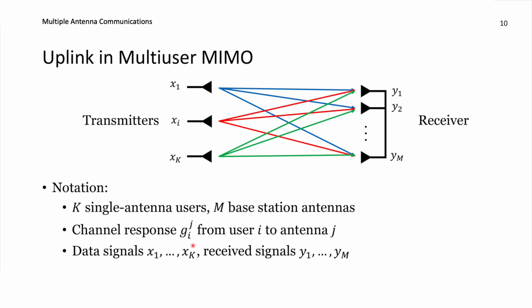The signals transmitted by the K users are called X1 to XK, and the received signals at the base station are Y1 to YM. So we see that the signal from user 1 is reaching all of the receive antennas. The signals from user I is also received at all the antennas, and so on. So we get a mix of signals from multiple users at the receiver here, and its task will be to separate them. And that would be particularly easy to do when we have at least as many base station antennas as we have users.